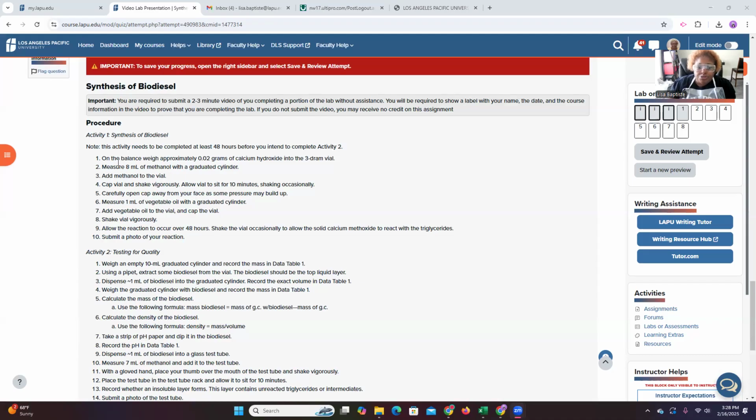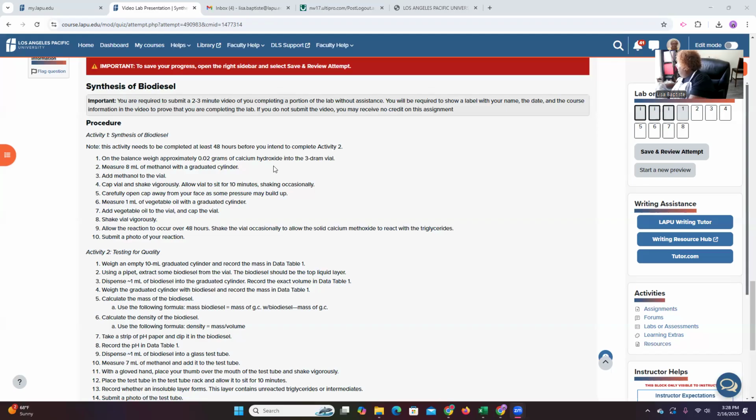All right, so you do want to measure out 0.02 grams of calcium hydroxide into the 3 dram vial. Okay, so you want to measure it right into the vial. And to do that, you will use the spoon as well. I know I didn't talk about the spoon in the directions, but you will need it in order to measure this out.